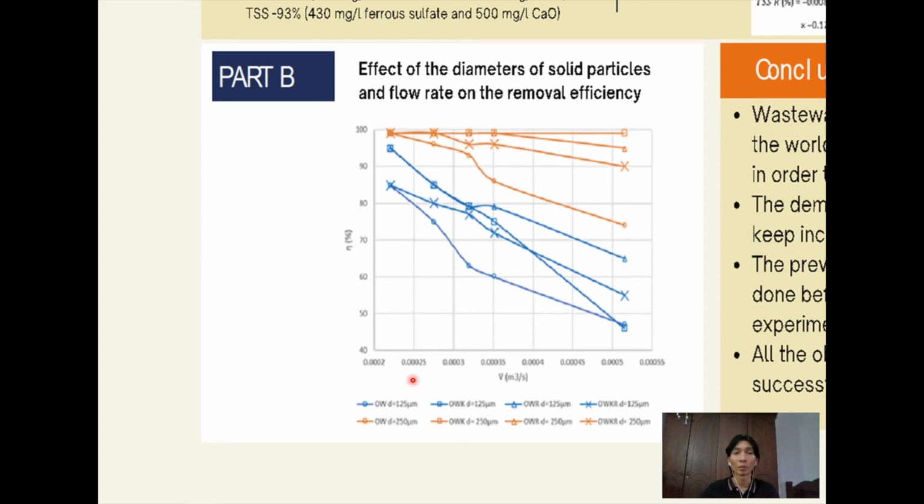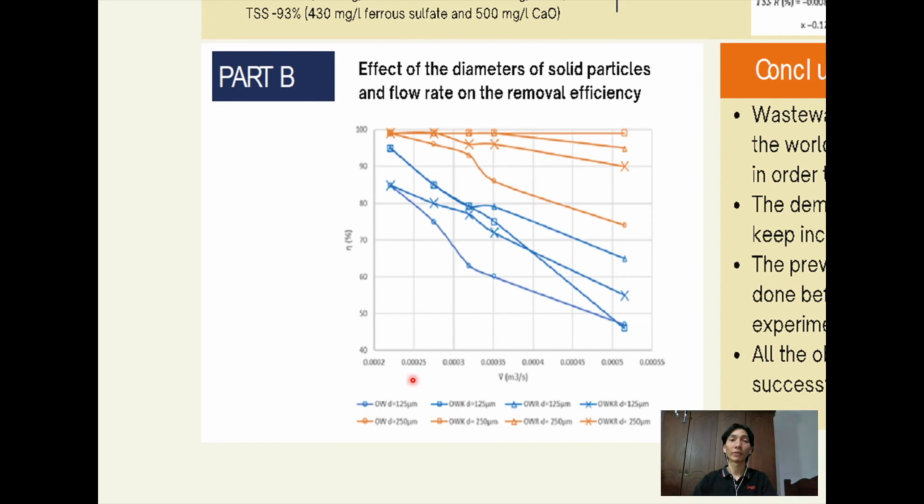Based on the combined graph, it can be shown that all the graphs have the same decreasing trend. However, only the OWK type with 250 micrometer diameter of solid particle has a constant trend, which is 99% removal efficiency as the flow rate is changing. Thus, we can say that the higher the inlet flow rate, the lower the efficiency will be.